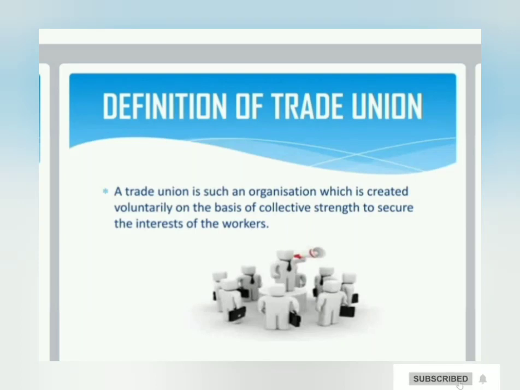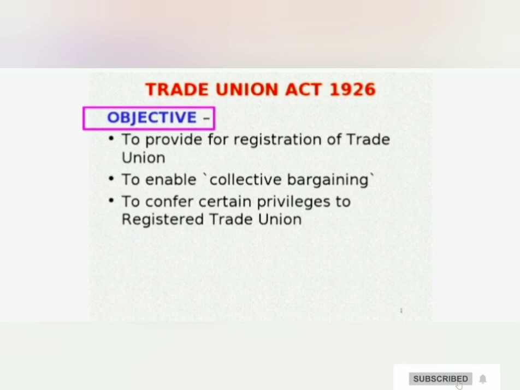Definition of a trade union. A trade union is such an organization which is created voluntarily on the basis of collective strength to secure the interests of workers. Objectives of Trade Union Act 1926: to provide for registration of trade unions, to enable collective bargaining, to confer certain privileges to registered trade unions.